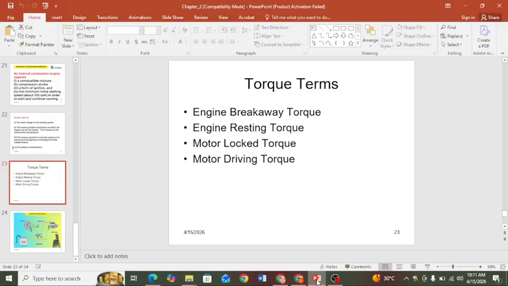Next is torque. First of all, there is the engine torque. This engine torque differentiates into breakaway and resisting torques. Next is the motor torque. This motor torque again differentiates into locked torque and driving torque.